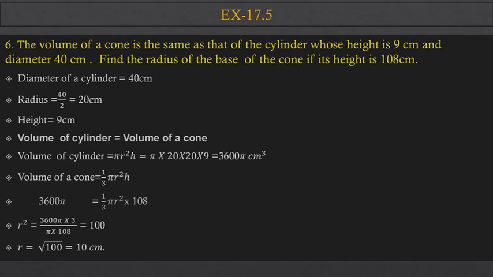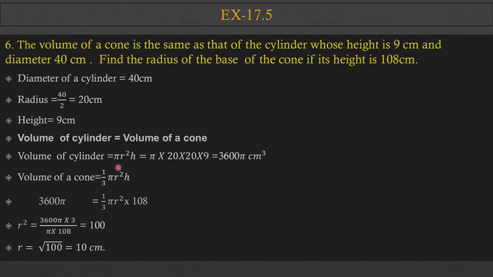Next question, we have the volume of a cone, which is the same as that of a cylinder, whose height is 9 centimeters and diameter is 40. So we need to find out the radius of the base of the cone, and its height given is 108 centimeters. Since we know that the volume of the cone and the volume of the cylinder are the same, the height given of the cylinder is 9 centimeters and its diameter is 40. So your radius will be 20.